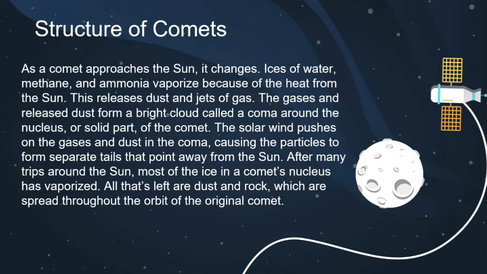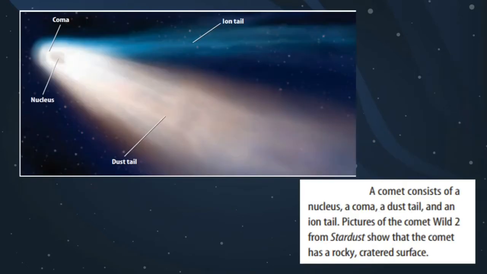After many trips around the Sun, most of the ice in a comet's nucleus has vaporized. All that's left are dust and rock, which are spread throughout the orbit of the original comet. And this photograph explains what a comet consists of. A comet consists of a nucleus, a coma, a dust tail, and an ion tail. Pictures of the comet Wild 2 from Stardust show the comet has a rocky, cratered surface.